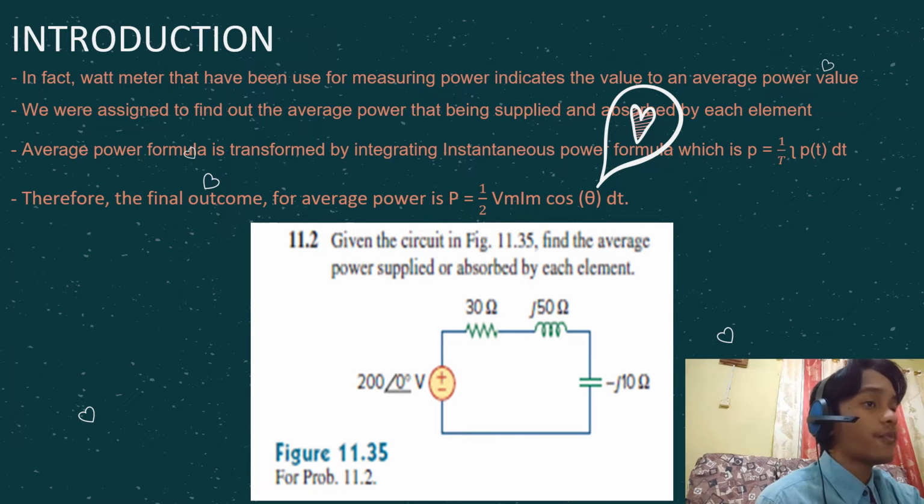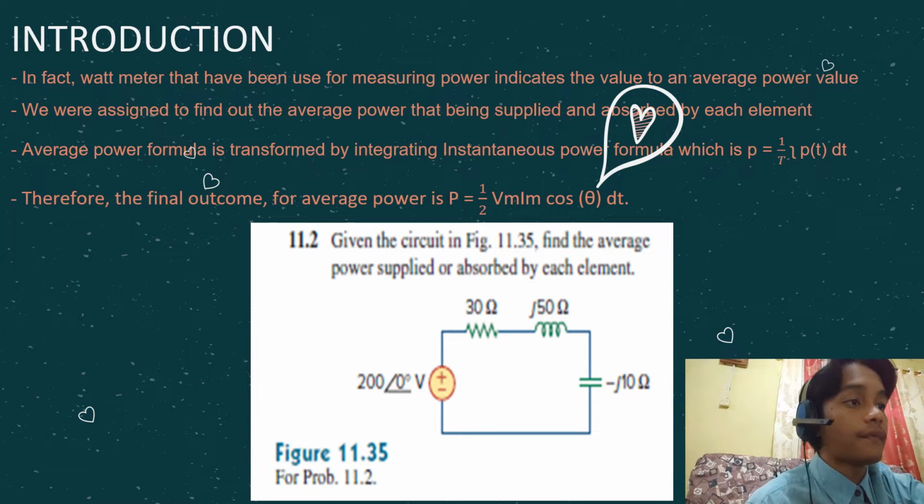The average power formula is derived by integrating the instantaneous power formula, which is P equals 1 over T integral of p(t) dt. Therefore, the final outcome for average power is P equals 1 over 2 V I cos delta. We use this formula in order to solve our problem in figure 11.35.